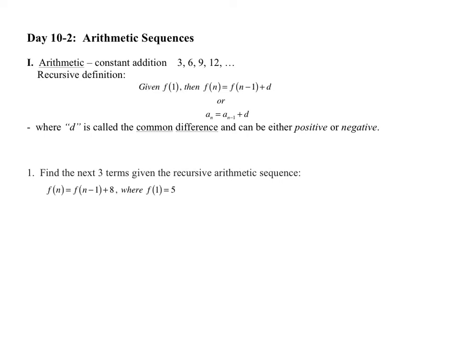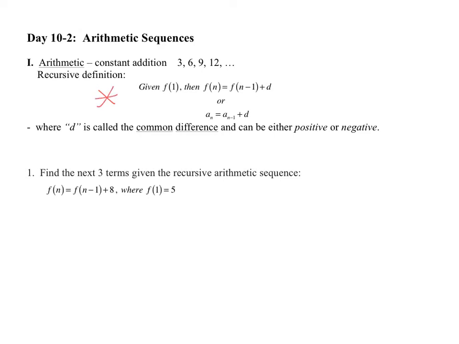Now an arithmetic sequence has a constant addition, which means to go from the first to the second and the second to the third, you're adding a number. Now, if your sequence is going up, you're adding a positive number. If your sequence is going down, then you're adding, yes, you're right, a negative number. The recursive definition is defined right here.